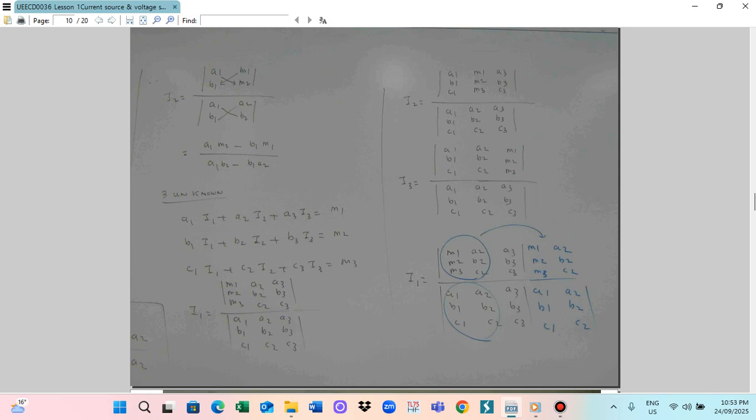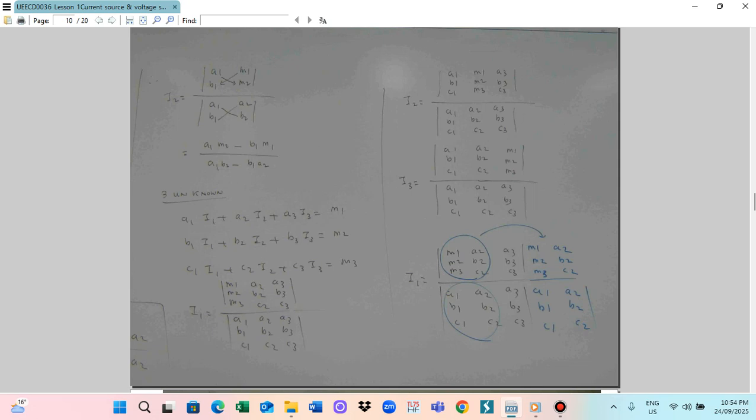When we solve this determinant, the method is that we write the I1. Firstly you write N1, N2, N3, then A2, B2, C2, A3, B3, C3. This is the original one. This one also, A1, B1, C1, A2, B2, C2, A3, B3, C3. This is the original. You have to put another first two columns, copying these two columns here.